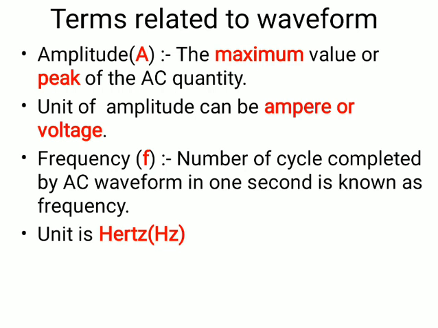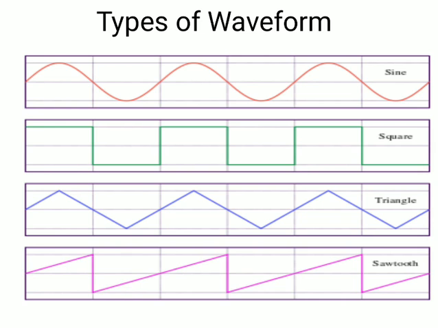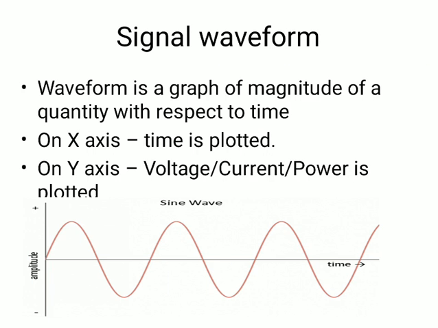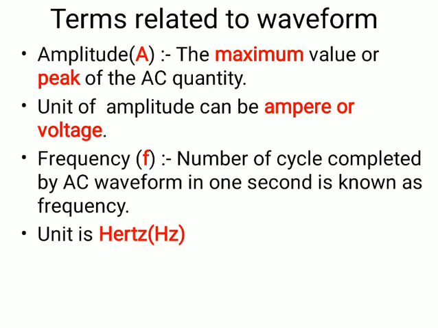Next one is the frequency. The number of cycles completed by the AC waveform in 1 second is known as frequency. This definition also we have done in chapter number 2. What do we mean by cycle? One positive and one negative waveform consist of one cycle, meaning after that portion, the same portion repeats. So one positive and one identical negative together constitute one cycle. The unit of the frequency is hertz.